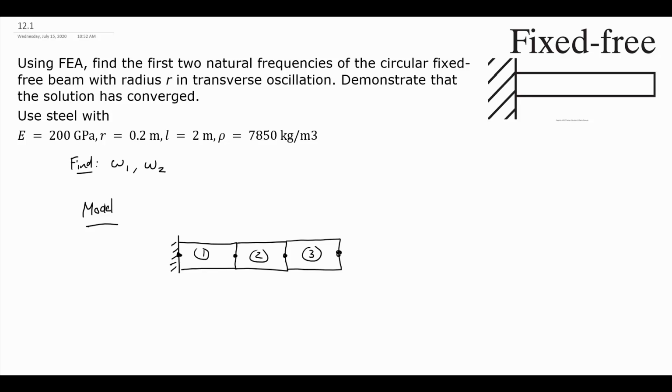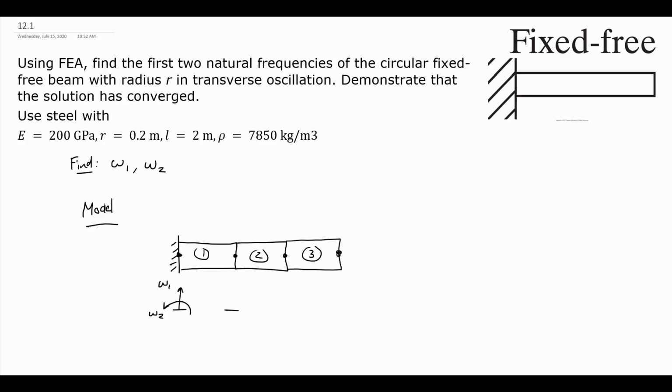Now the difference we're seeing here with the transverse oscillations versus the axial oscillations is that each node is actually going to have 2 degrees of freedom with it. So I'll define them down here. We're going to have W1, which is going to be the position of node 1 vertically. So W1 positive would be that node going up, and W1 negative would be that node going down. But also at this node, we're going to have a second degree of freedom, W2, which is going to be the angle of that node.